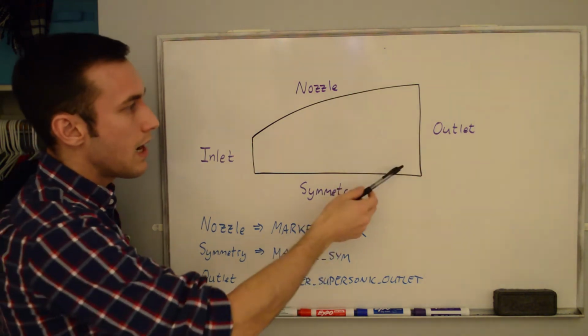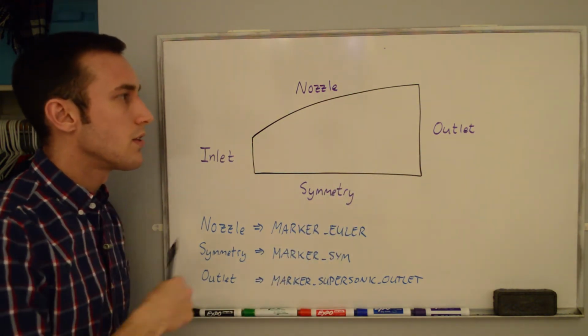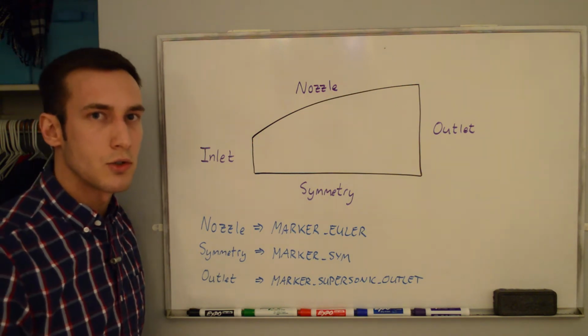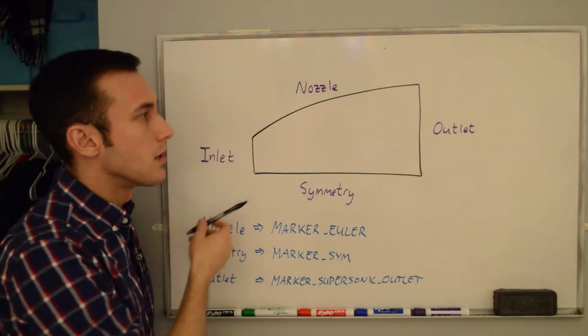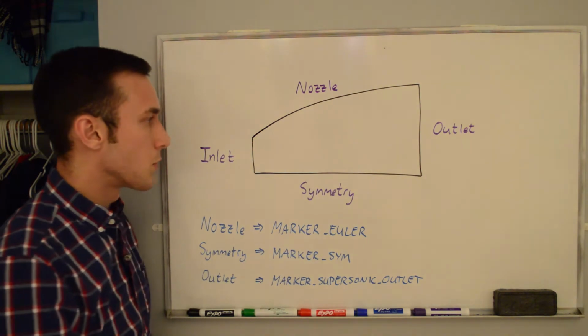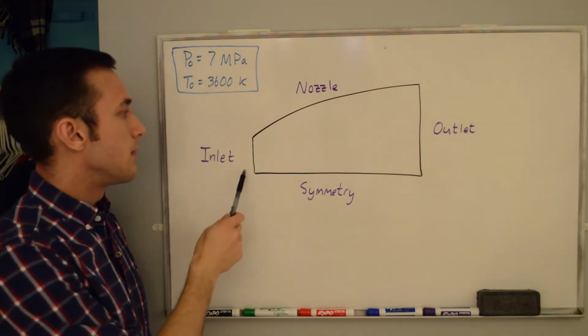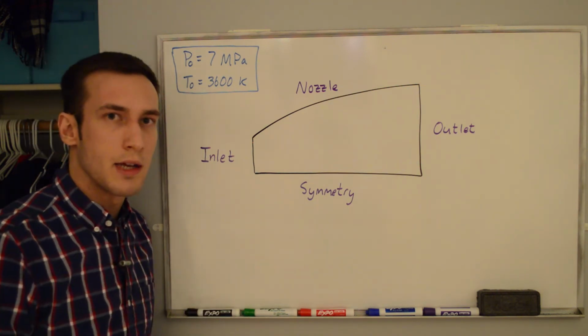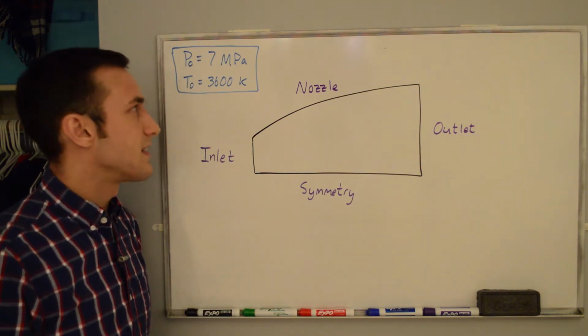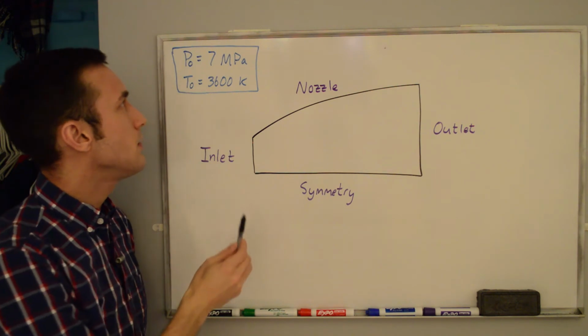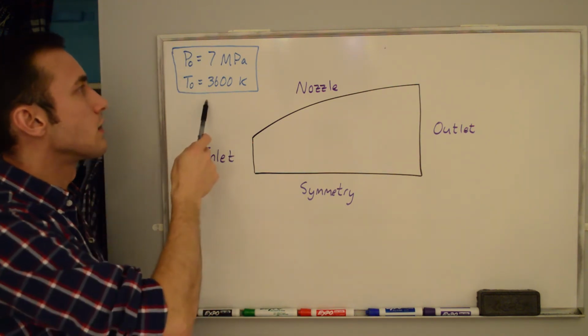Then the outlet. Since we are running the simulation for a supersonic isentropic nozzle, all of the flow is going to be supersonic coming out of the outlet, so we're going to set that to marker supersonic outlet. The last boundary condition is the inlet boundary condition, and for this one I'm thinking ahead towards some of my future videos when I set these values, so I'm going to be setting them based off of these reservoir conditions.